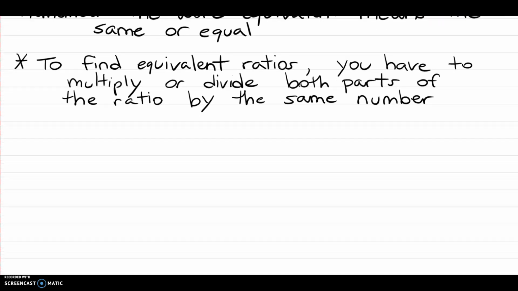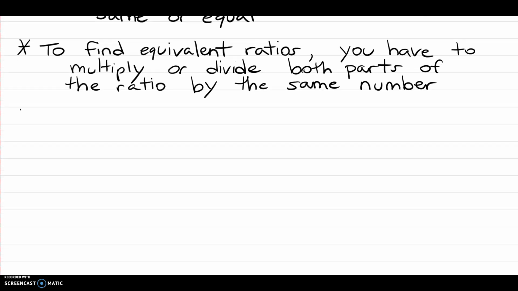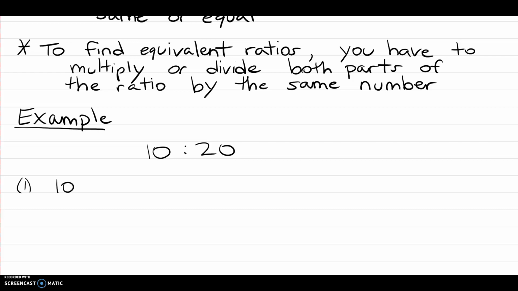So let's take a look at an example. Let's say I gave you the ratio 10 to 20. If I wanted to find an equivalent ratio by multiplying, I would take my original ratio and I would multiply each side or each value by the same number. So an equivalent ratio for this, if I multiplied both by 2, would be 20 to 40.